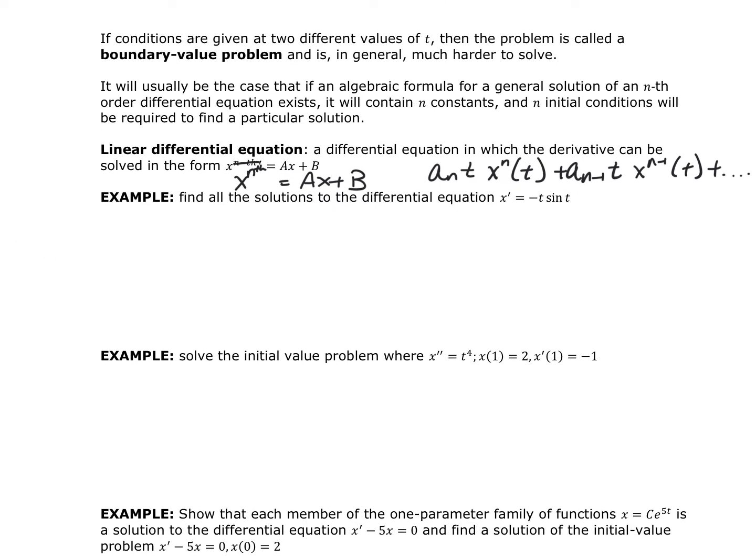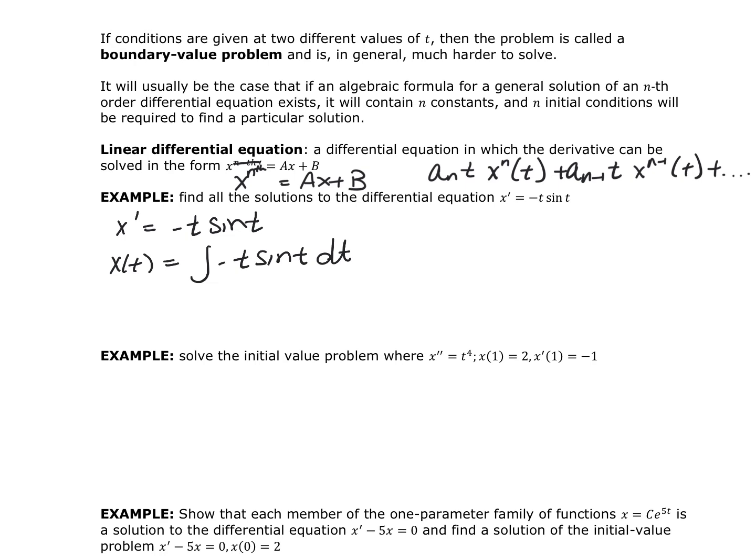Let's take a look at our first example here. Find all the solutions to the differential equation x prime of t is equal to negative t sine t. So we know that x prime of t is equal to negative t sine of t. What I'm trying to do is find x of t. So I'm going to integrate negative t sine of t dt, and this will give me my original function.